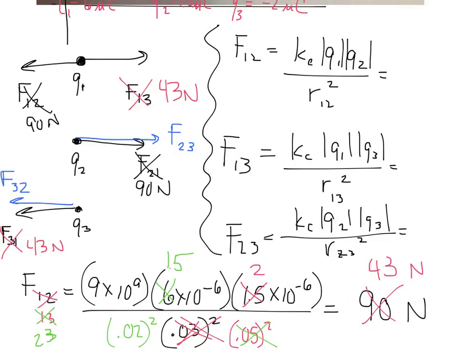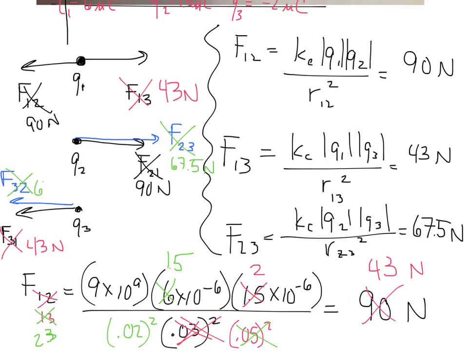So to recall again, this was 90, this was 43, and now we're figuring out this third one. Steph? 67.5. Agree, disagree? Can people check? Agree? Okay. So let's draw that on our diagram now. It's getting messy, I know, our diagram over here. 67.5 goes in here for F23. And it goes in here for F32.